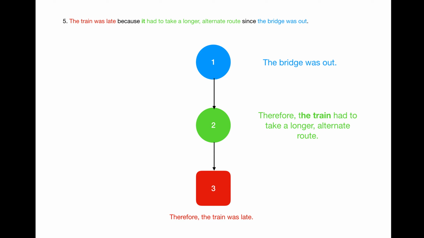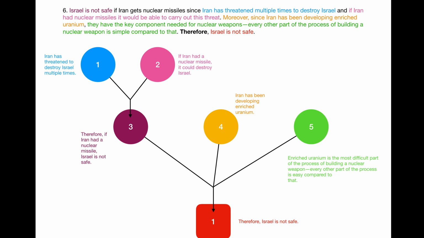So we have that chain link, okay? The bridge was out, therefore the train was late. Does not make sense. But the train had to take a longer and alternate route does make sense as the conclusion. But that's not the whole story because we need to know why the train had to do this. And so it goes 1 to 2 to 3. Okay. All right, we have another really complicated one here.